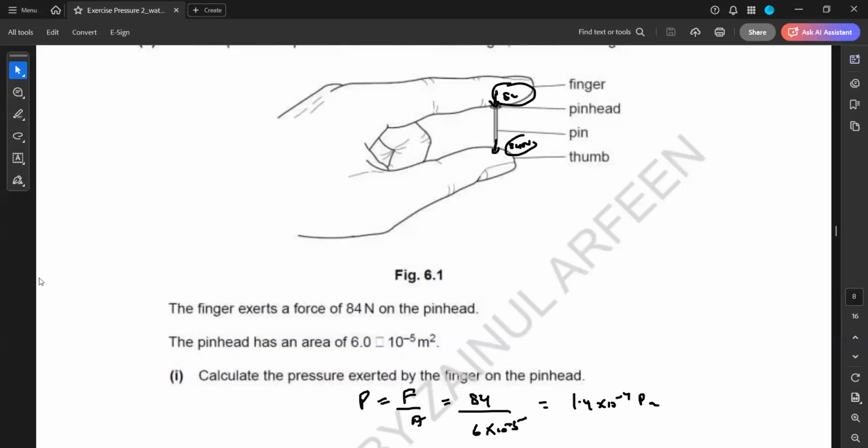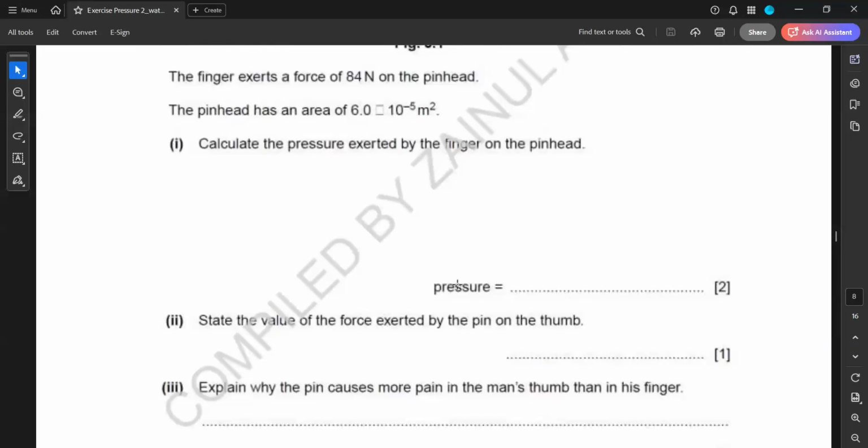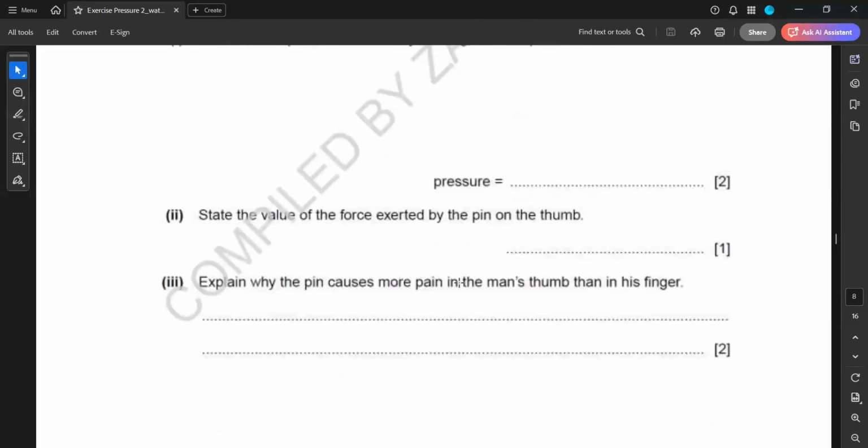So the same force will be there on the thumb and the same force will be there on the finger. State the value of the force exerted by the pin on the thumb. It's 84 Newton, the same. We just have to write 84 Newton directly.